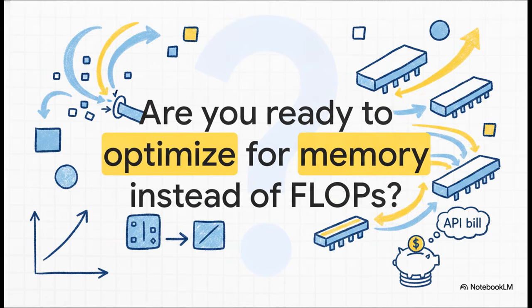Which leaves us with one final, absolutely critical question. If the real bottleneck is moving data, are you still making decisions based on raw flops, or are you finally ready to optimize for memory? Every single token is a memory operation. Think about that the next time you're staring at your API bill.